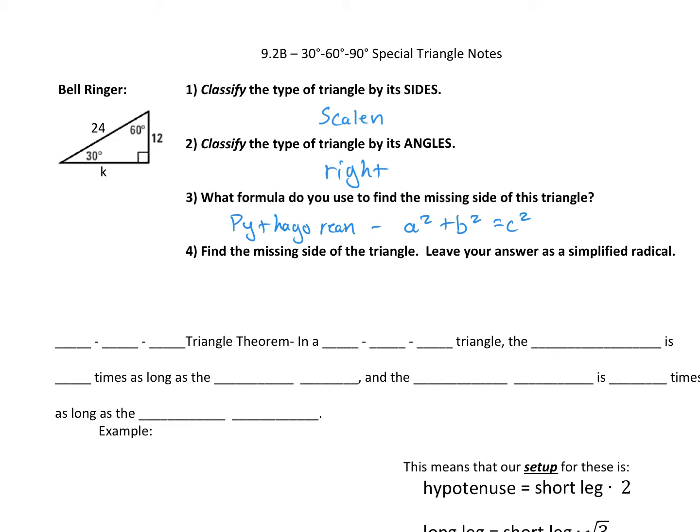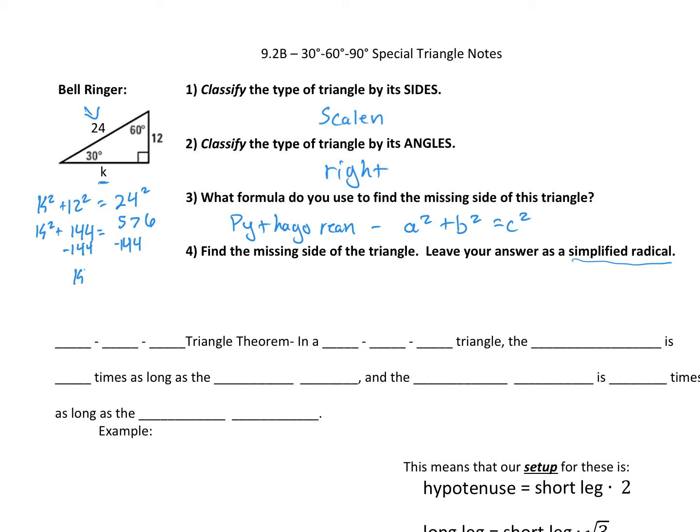And number 4, find the missing side of a triangle. Leave your answer in simplified radical. So let's see here. I'm going to call this k. So this is a leg. So I'll call this a, but this would be k squared plus 12 squared equals 24 squared, because our c, our hypotenuse, is the largest side. Once we square that, that is 576. 12 squared is 144, so k squared plus 144 must equal 576. Subtract 144 from both sides.